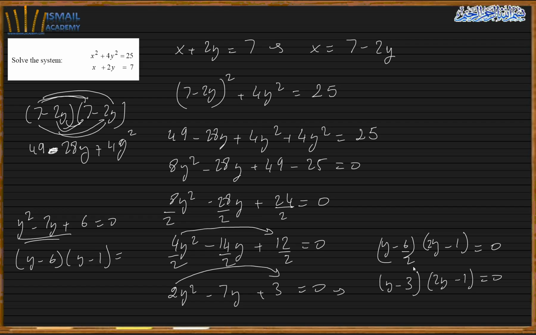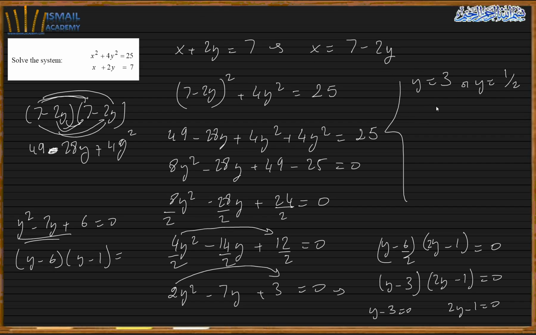So you can check my video about factoring, which shows you how to use the SC method to factor any quadratic expression. Now I make this one equal 0, which means that I will have y minus 3 equals 0, or 2y minus 1 equals 0, which means that I will have y equal 3 or y equal half. Now I just need to substitute this value here to get my x.